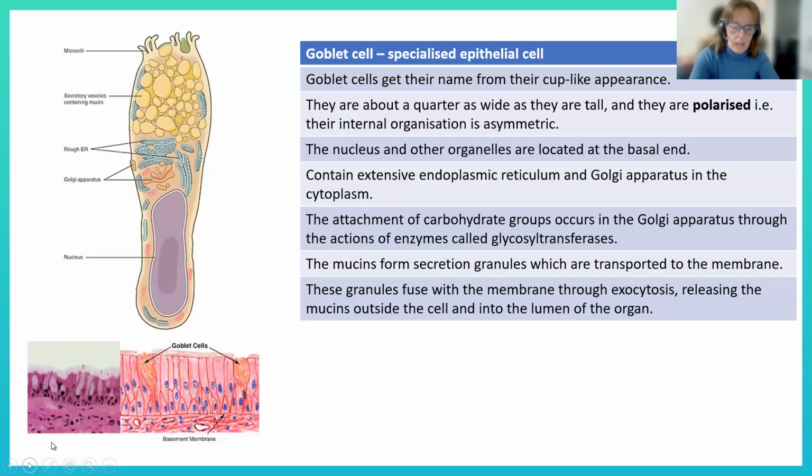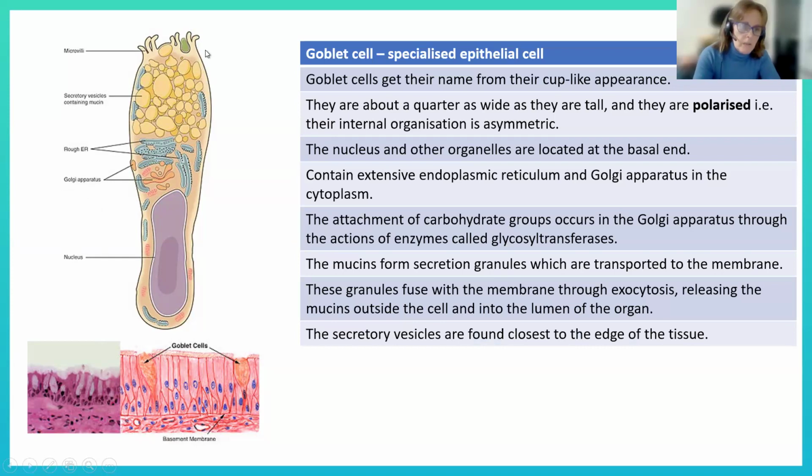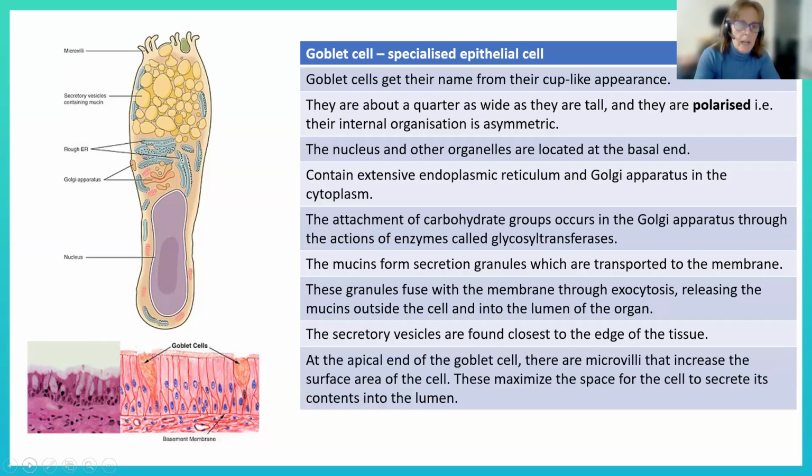So we say they've got a lumen as well. So that's all that means. It just means the hole through the tube. Because these secretory vesicles have got to be released up there, that's what you would see nearest the top of these specialized cells, towards the edge of this epithelial tissue. And we call that the apical end.